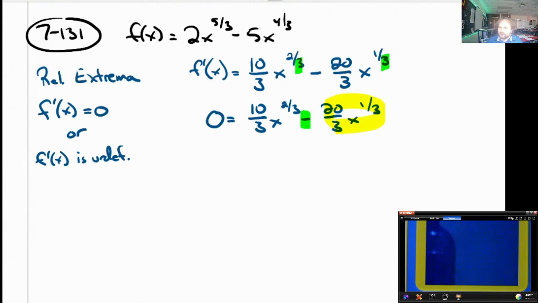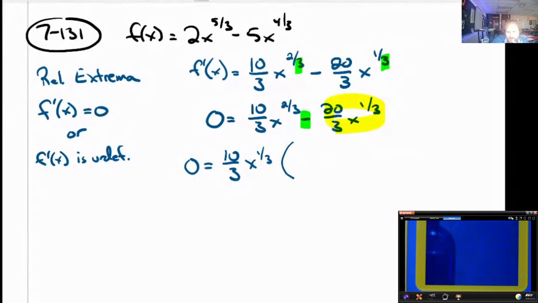We want to make this into a multiplication problem, because when multiplication problems equal 0, then you can start to see the 2 or 3 or 4 places where it could equal 0. So let's think about common factors in this problem. I noticed that both of these have 10/3 as a common factor, so I'm going to pull out 10/3. They also both have x to the 1/3 power. I think this is a common factor we could pull out of both terms.